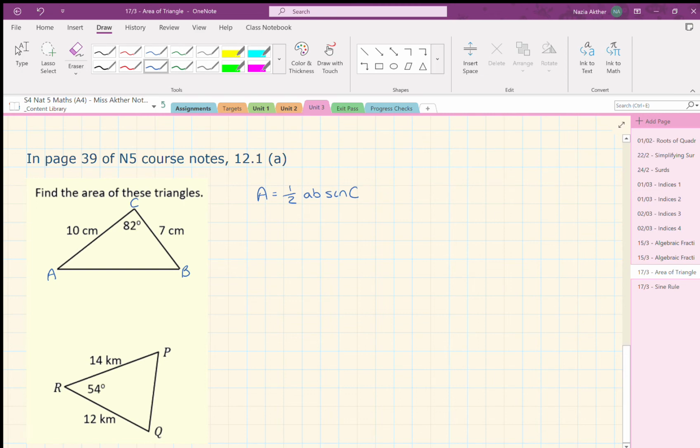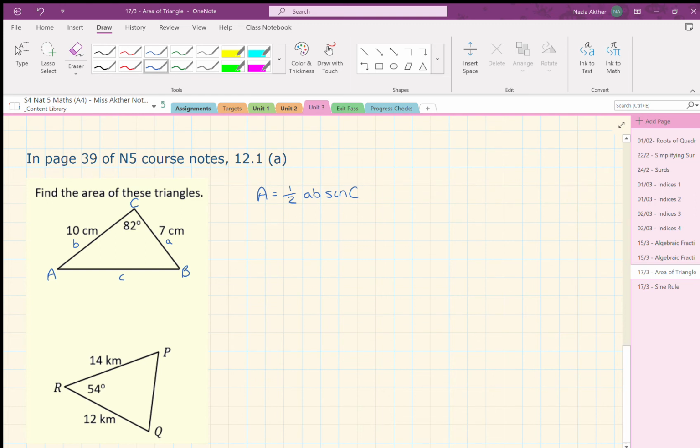Then we're going to label our sides. So this side here, that's 7 centimeters. Because this side is opposite angle A, this side will be labeled as a. The side with, that's 10 centimeters. Because that's opposite angle B, we're going to label this as b. And then this final side here, we're going to label this side with c.